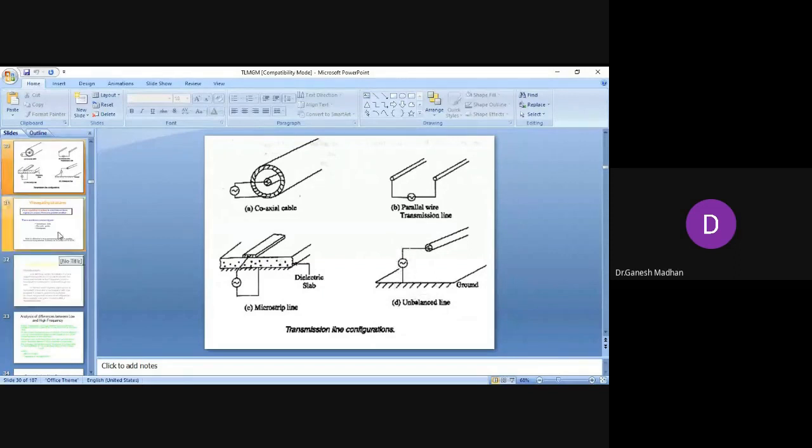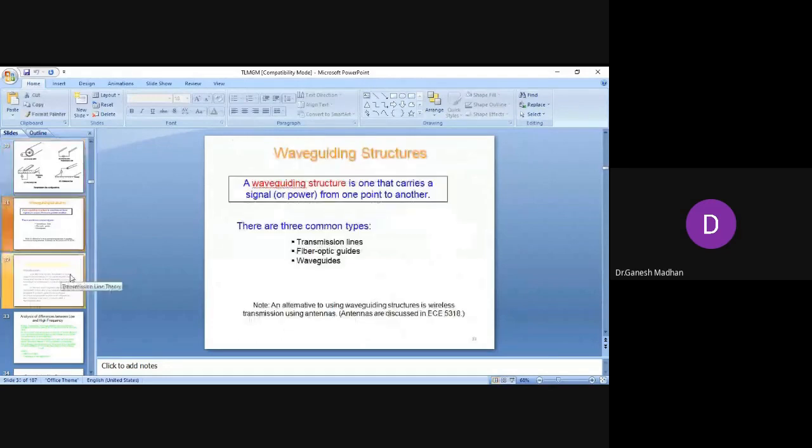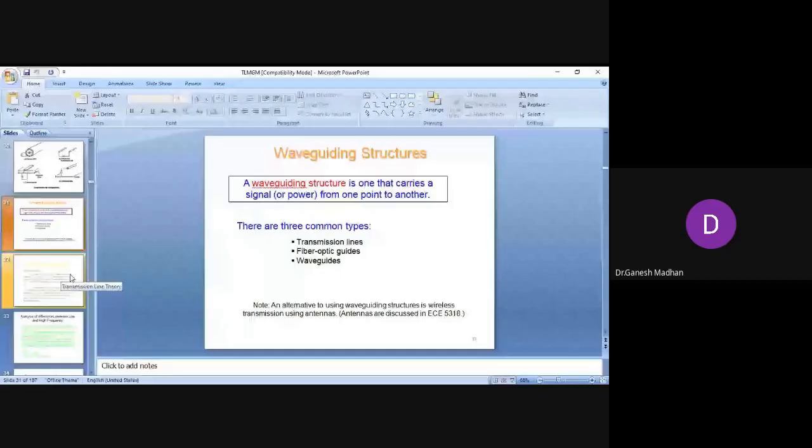So the most common type of waveguiding structure, as I told you earlier, a waveguiding structure is one that carries signal or power from one point to another. Transmission lines, fiber optic guides, and waveguides. These are three commonly used structures.